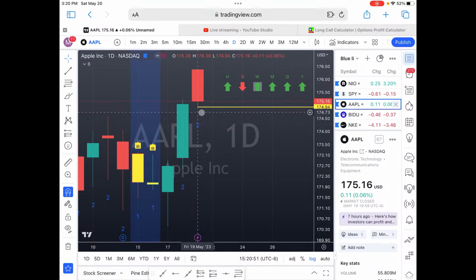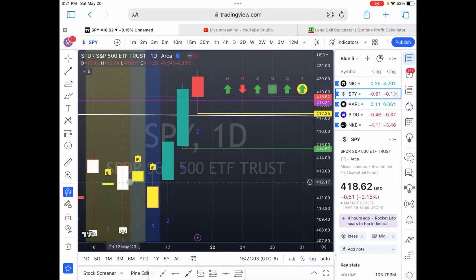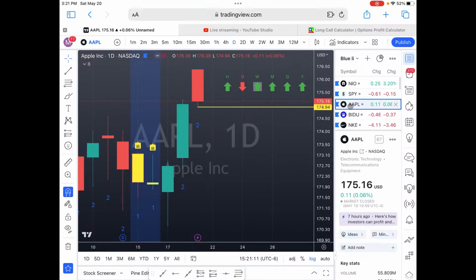So Apple tends to follow what SPY does. If you look at Apple right here, we have an inside bar, 2 green days, and a third green day that ended red. And if we go to SPY, there's the inside bar, 2 green days, and the green day that ended red. So the same thing applies on Apple. It follows SPY very closely. We have the 2 up that finished red.